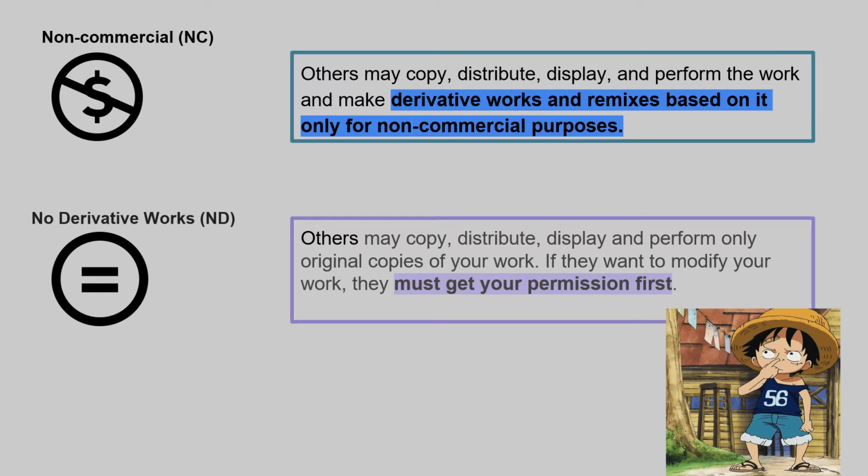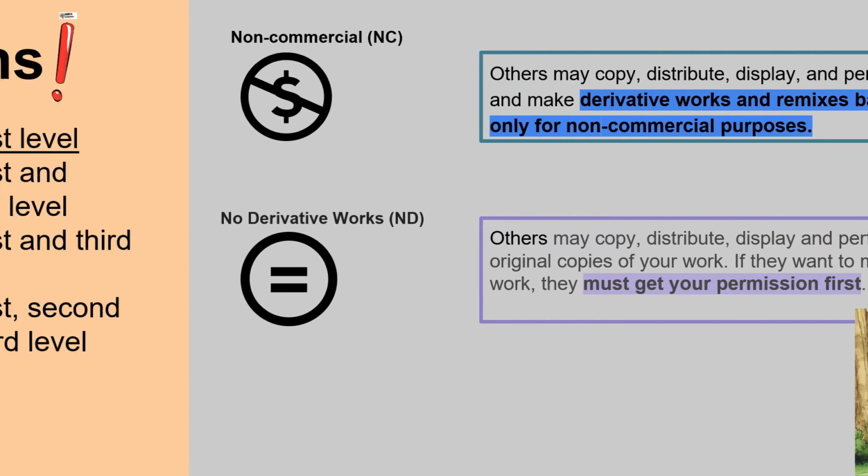Finally, no derivative works, ND. For ND, others may copy, distribute, display, and perform only original copies of the copyright owner's work. If someone wants to modify the copyright owner's work, they must get permission first. So that is ND. So that is the explanation of the 4 license terms.